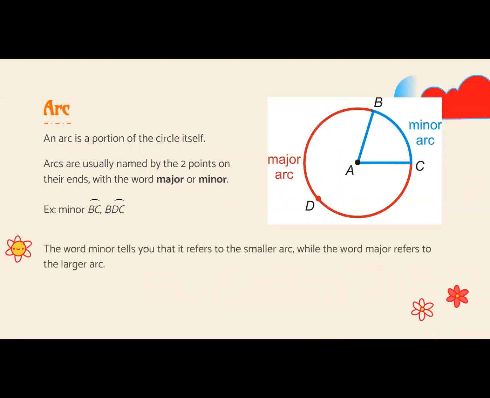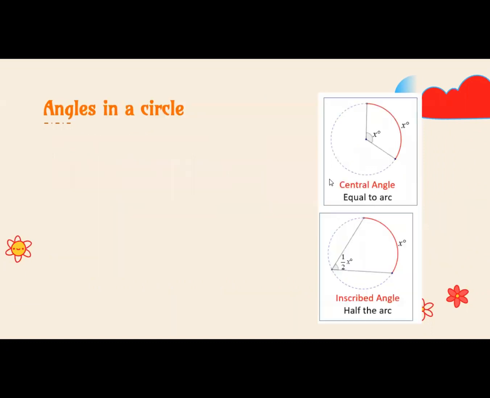So obviously the word minor is the smaller one, the word major is the larger one. And if they're equal, let's say they were like 180 degrees. So we have B here and C here. So they were both equal. So the minor arc is the same length as the major arc. It doesn't matter. Since it's the same length, it doesn't even matter anyway. So don't worry about that.